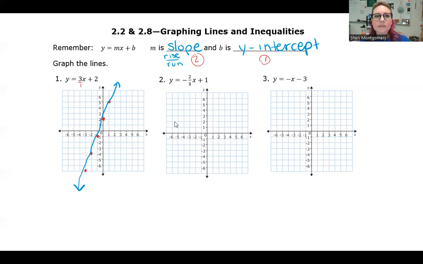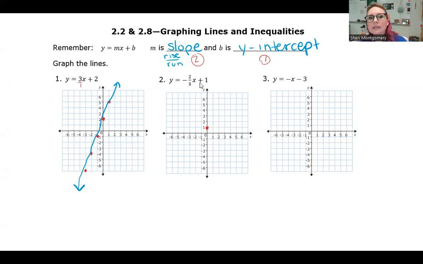Any questions over graphing this first one? All right, let's graph the second one. The second one says that our y-intercept is 1. So I'm going to go find 1. So up 1, and I'm going to put a point.